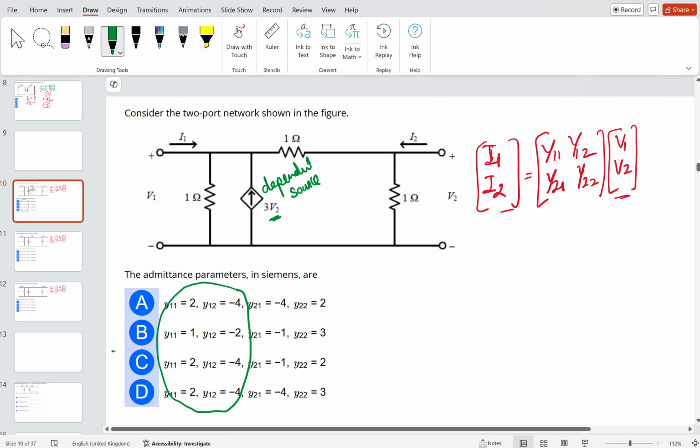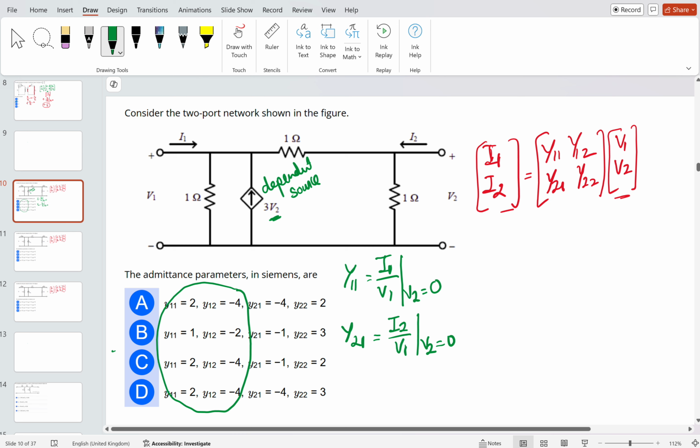If you see from the equations also, if you want to find the value of y11, it will simply be I1 by V1 at V2 equal to 0. Similarly, y21 is I2 by V1 at V2 equal to 0. So these two values can be found easily by short circuiting the output side.